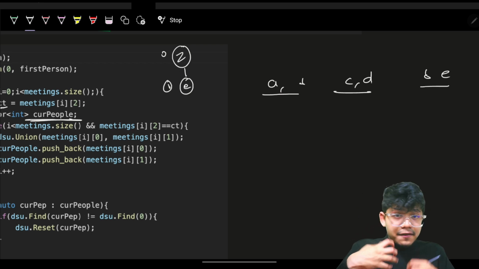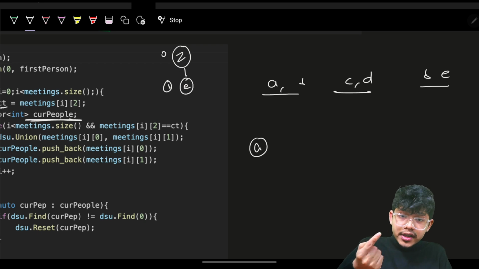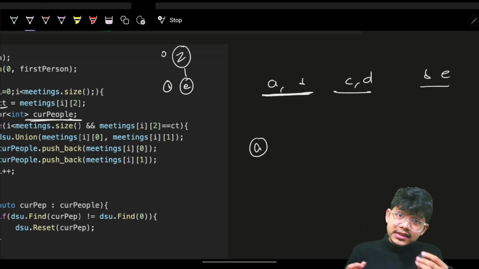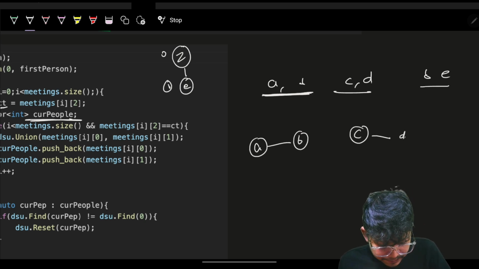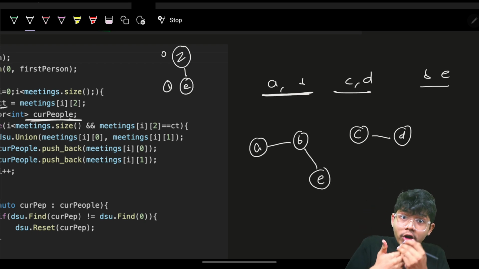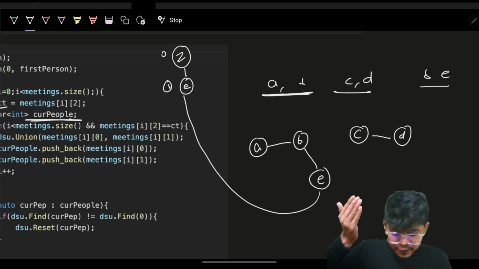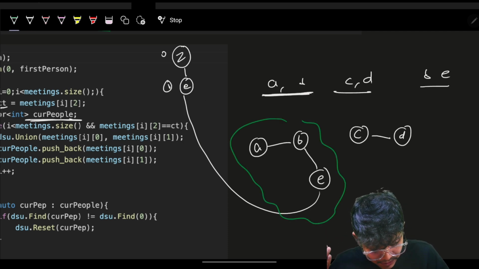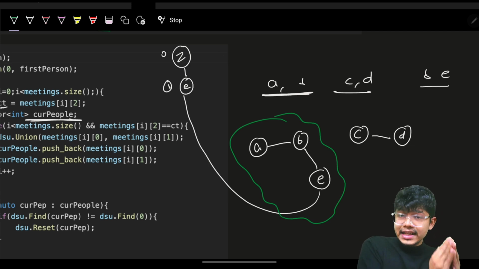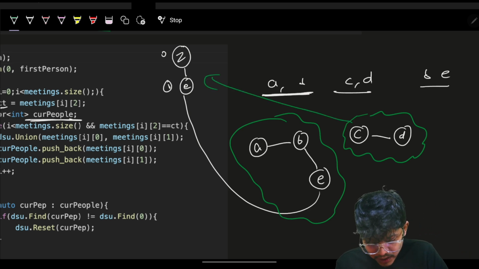So in the very beginning, I will keep on connecting the persons in the same meeting room. I'll connect A and B, I'll connect C and D, and I'll connect B and E. Because I know that E is connected to Z itself, these people will know the hidden thing, while the others will not know it because they are not connected to my node Z.